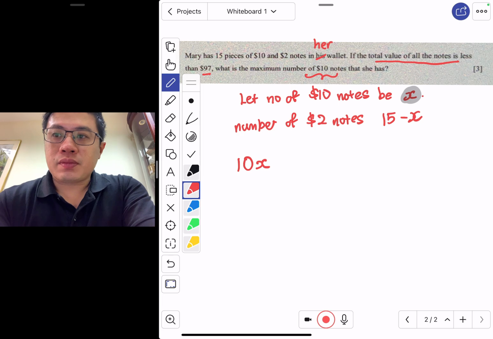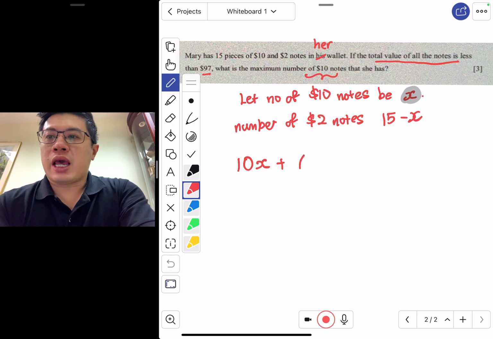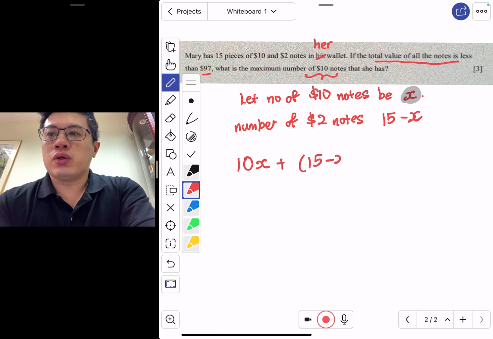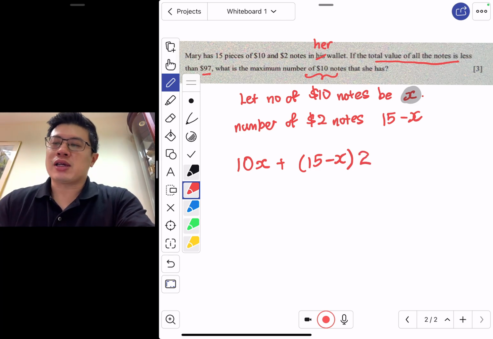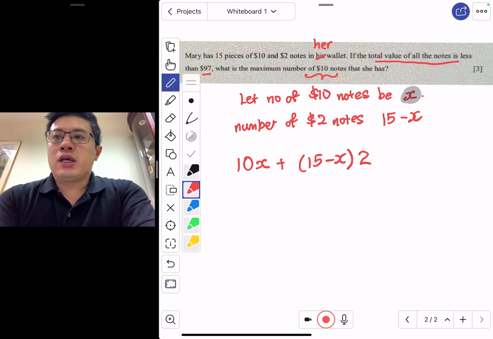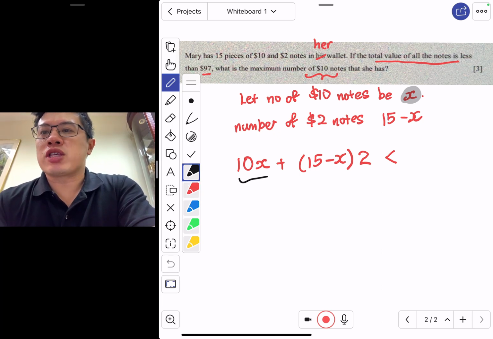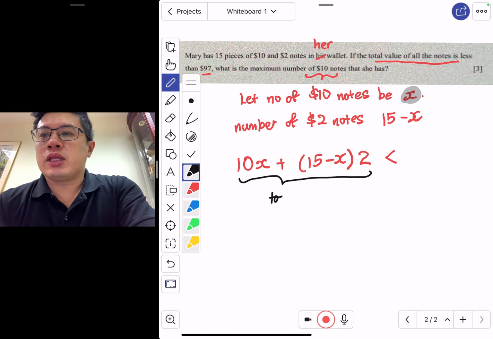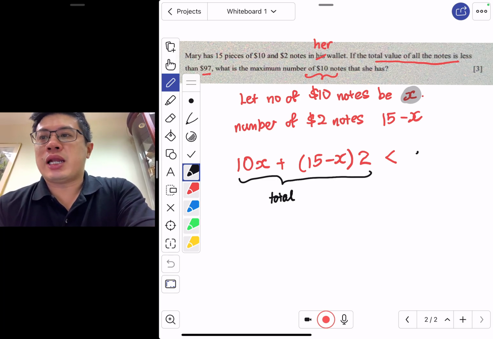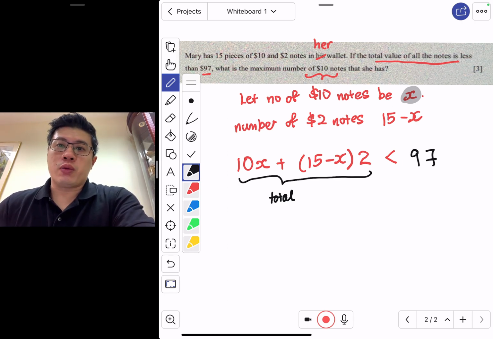What about the value of the $2 notes? If I have 15 minus x number of $2 notes, and each $2 note has a value of $2, this is the total value of all the $2 notes: the number of pieces multiplied by the value of each note. So I've expressed the total value as an algebraic expression, and it is less than 97. This is how we can go about solving for x.